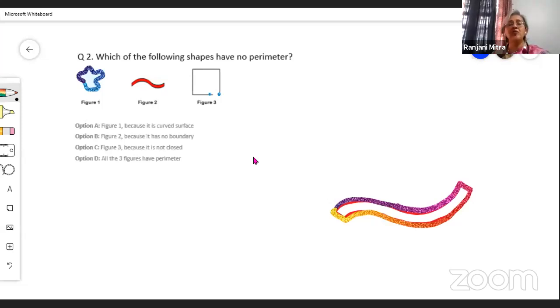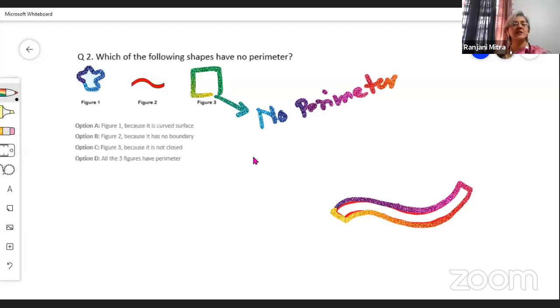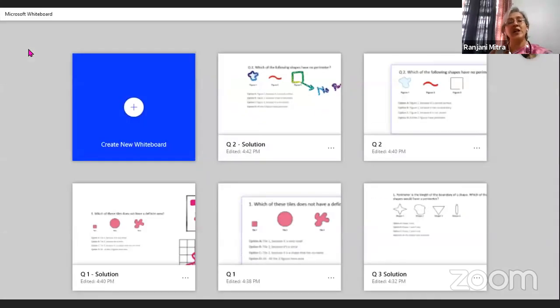But if I go to figure 3, what do I notice? I start from here, I go here, then here, I come down, but what happened here? There is a gap here. So obviously this does not have a perimeter, right? Okay. So the correct answer probably is figure 3, option C. Okay, we'll know the answers later.